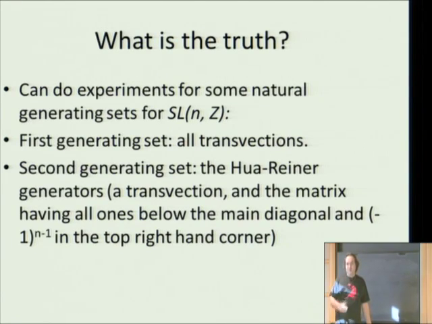It'll have O of n squared elements. And the second one can be found in the paper of Hua and Reiner from 1948, which has 2 generators. So SLNZ can be generated by 2 matrices. One of them is a transvection; in their case, it's the one that adds the second row to the first row. And the second one, I don't know how to describe it. It has 1s on the big subdiagonal, and -1 to the n minus 1 in the top right-hand corner, thereby assuring that it's actually in SLNZ. So these 2 matrices generate, and here are some pictures.